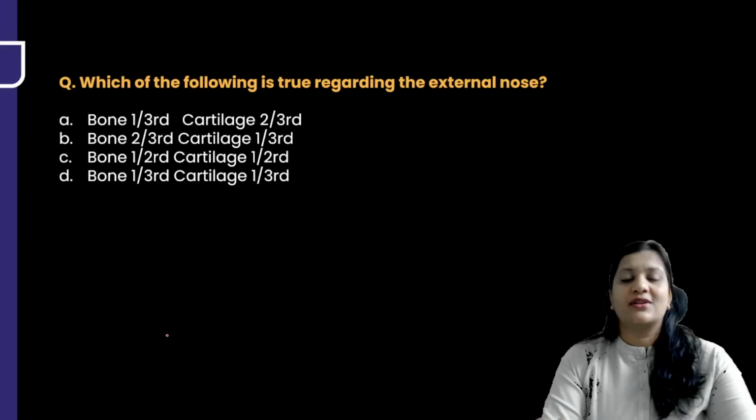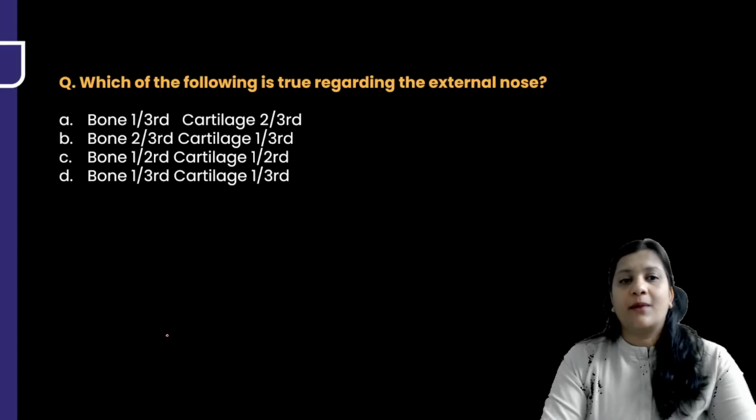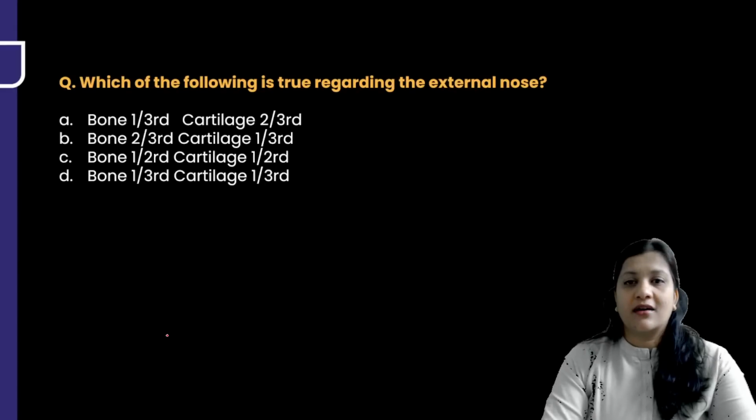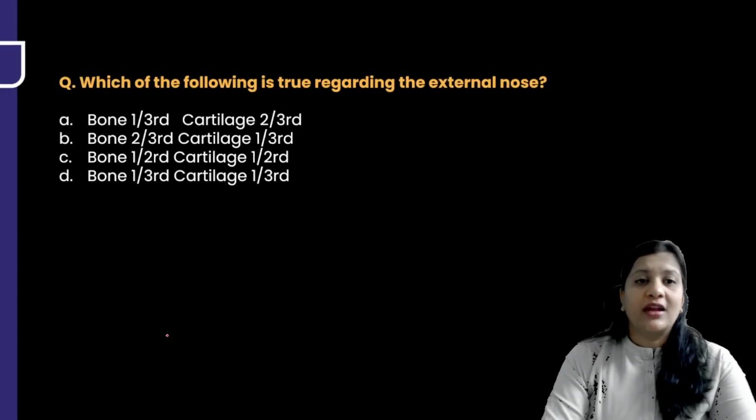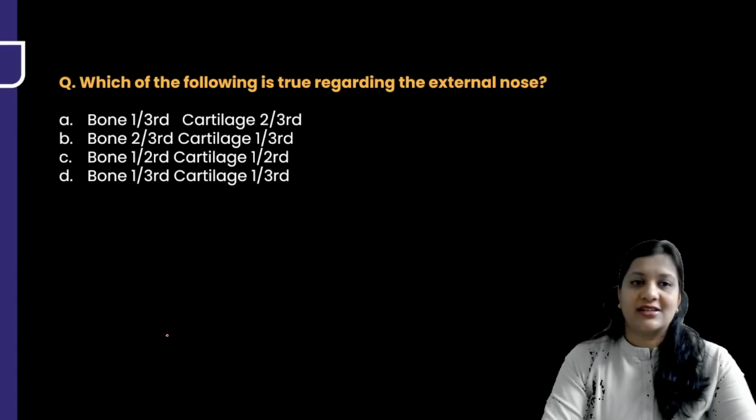The first question that I'd like to discuss here is: which of the following is true regarding the external nose? It is made up of bony 1/3 and cartilaginous 2/3, bony 2/3 and cartilaginous 1/3, bony half and cartilaginous half, or bony 1/3 and cartilaginous 1/3.